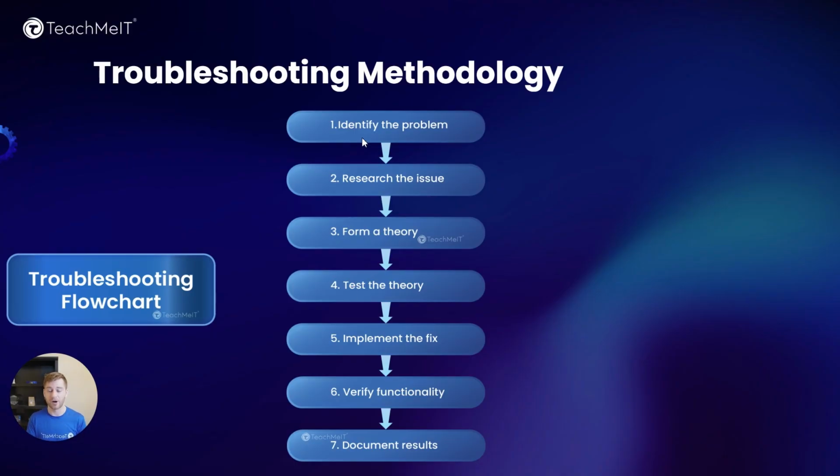It's identifying a problem, researching an issue, forming a theory, testing that theory, implementing a fix for that problem, verifying that that fix works or verifying functionality, and then documenting the results. Proper troubleshooting is going to save you a lot of time, a lot of stress, and it's going to help you resolve issues of all sizes and of all kinds. Let's get into troubleshooting now.